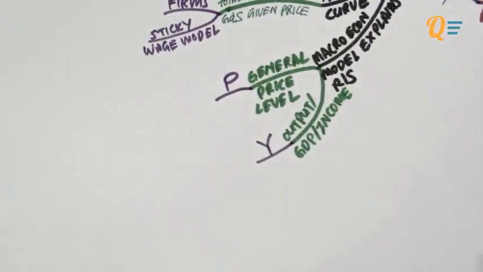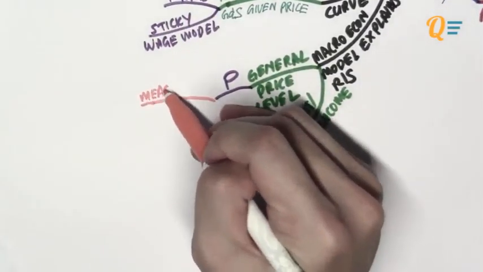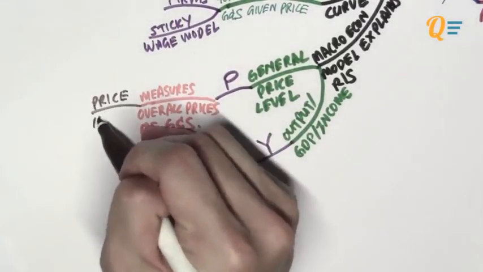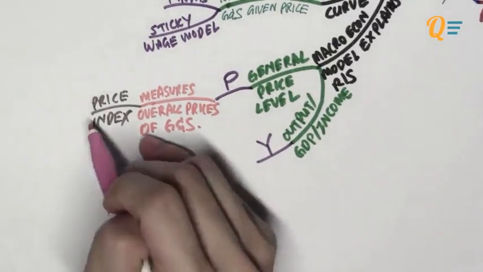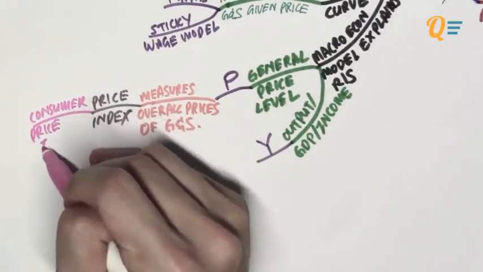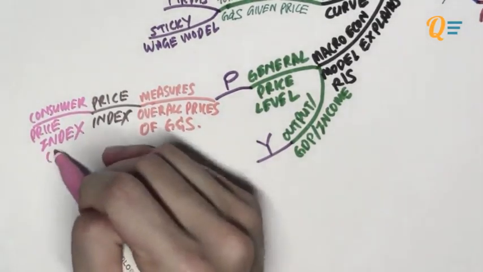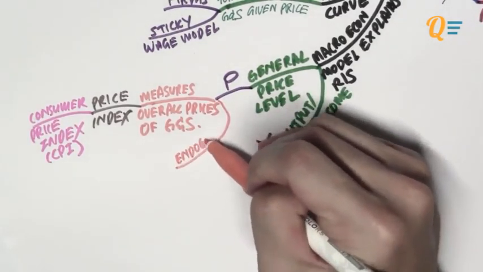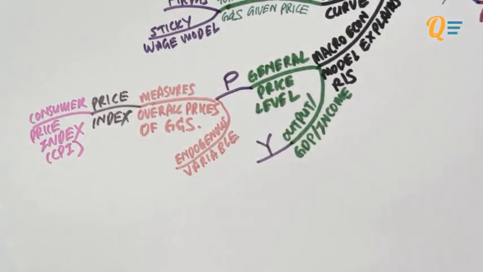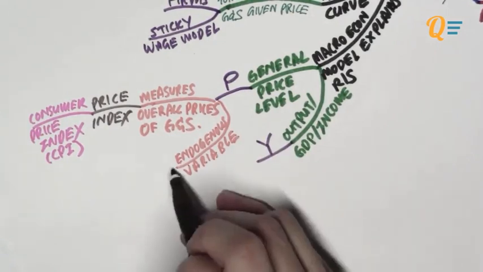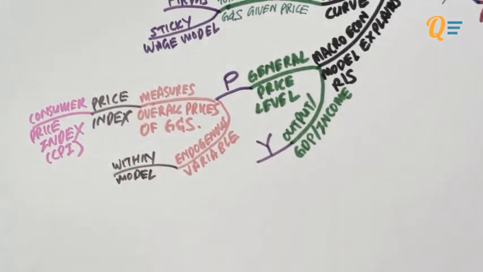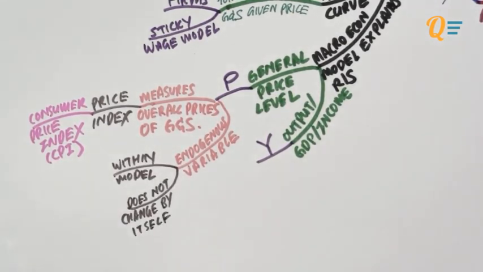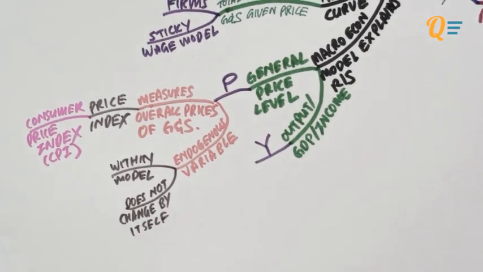So the general price level, or P, actually measures the overall prices of goods and services in an economy. So countries are going to have what we call a price index. Okay, so they use a price index to understand what's the price level in an economy. And more commonly, people use the Consumer Price Index, or CPI for short. And what you have to remember is that the price level is an endogenous variable, which means it is a variable that is within the model itself. Okay, and most importantly, the price level does not change by itself. It always changes because of some external factor.